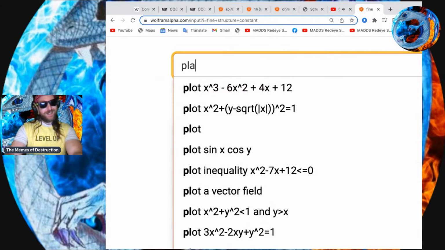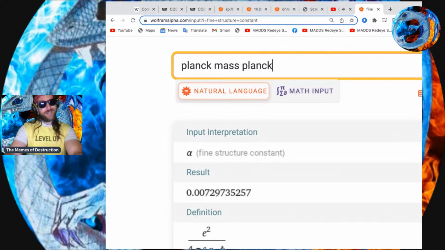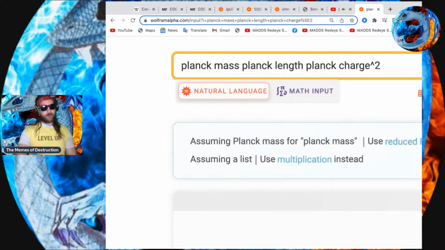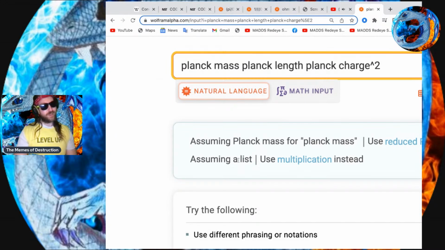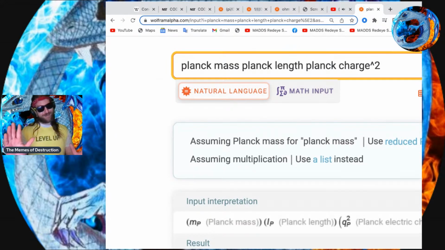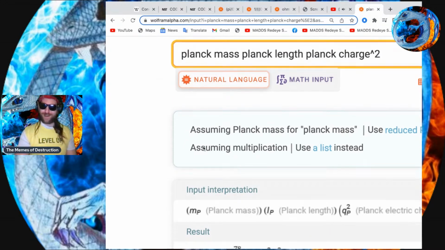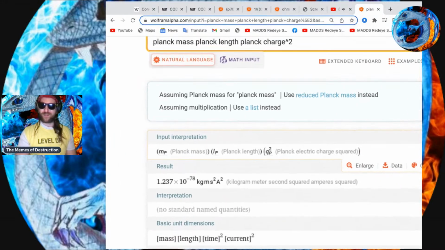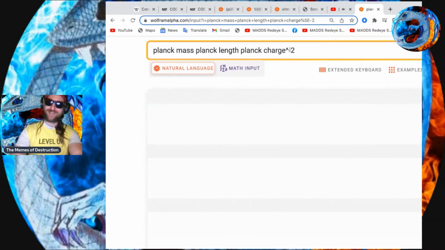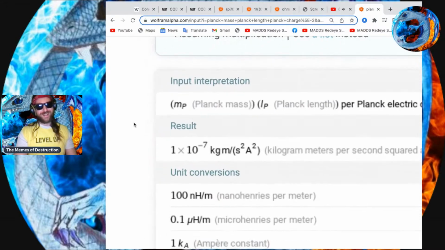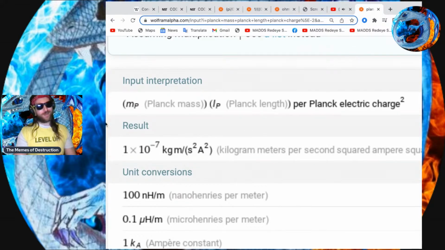But if we take the Planck mass multiplied by the Planck length, and then we divide it by the Planck charge squared, Wolfram Alpha will set it up for us. Oh god, that's right, I need to do multiplication because it thinks I'm talking about a list. Apparently most people when they're talking about Planck units don't plug it into Wolfram Alpha that way. Oh, I didn't do negative. There we go. Okay, multiplication, and we go to our friend here. It comes out to be precisely 1 times 10 to the negative 7 kilogram meters per second squared amperes.